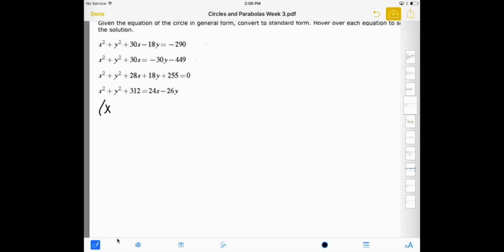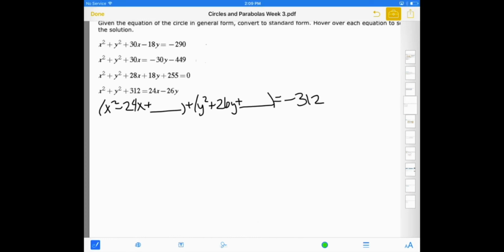And last but not least, number 4. So again, all the x's, I want to group those together. So x squared minus 24x, because we had to subtract it to get it to the left-hand side, plus y squared plus 26y, because that was a minus on the right-hand side, we have to add it to get to the left-hand side, equals negative 312, because we do have to subtract it to get it to the right-hand side.